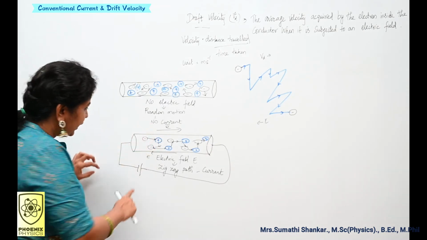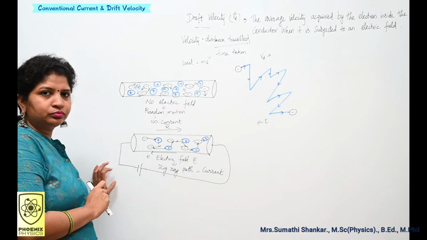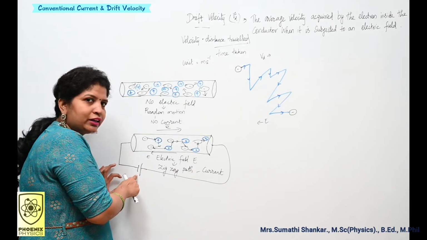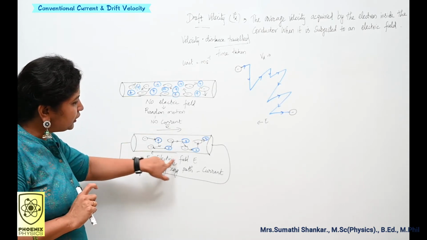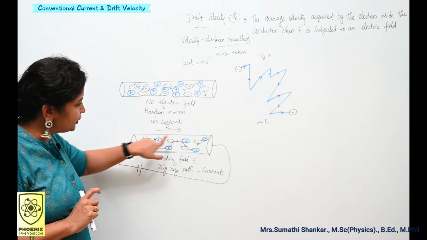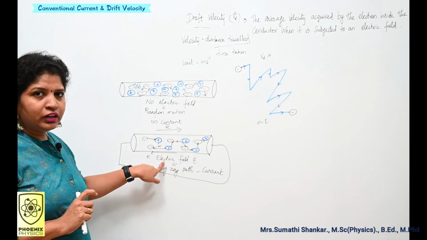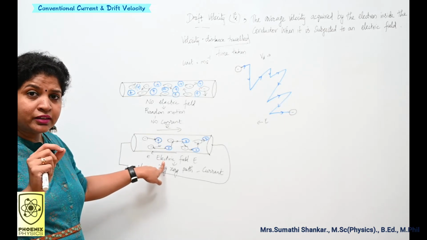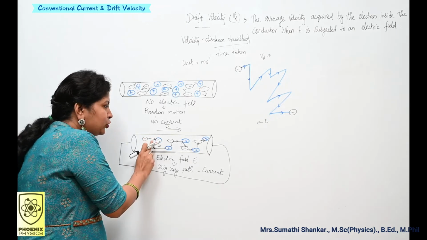Suppose a battery is connected across the conductor. You know that this battery has a potential difference. So, an electric field E is created inside the conductor. This electric field exerts a force on the electrons, producing a current.